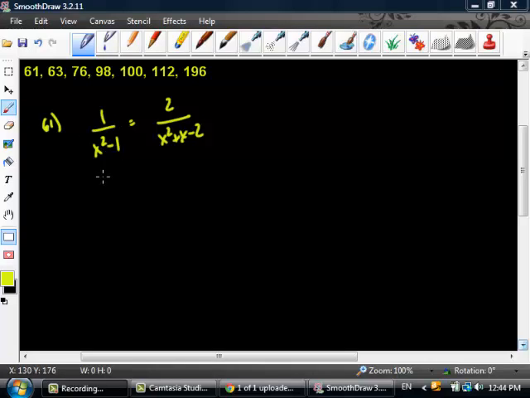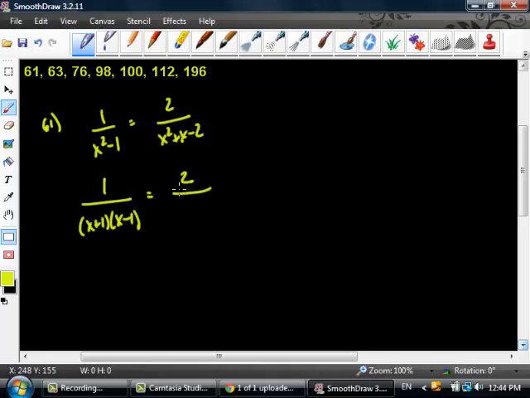All right, 61 looks like this. First thing I'm going to do is factor the bottoms. So I'm going to say 1 over (x + 1)(x − 1) equals 2 over... This thing's going to factor, looks like, into x and x. Looks like it's going to be 2 and 1. I'm creating a positive x, so it's going to be positive 2, negative 1.